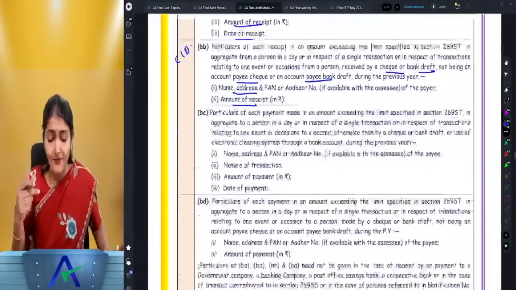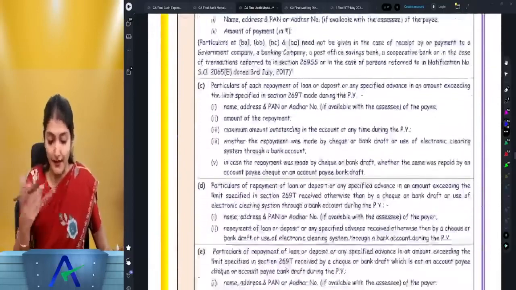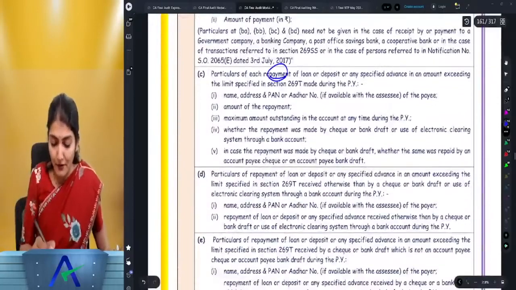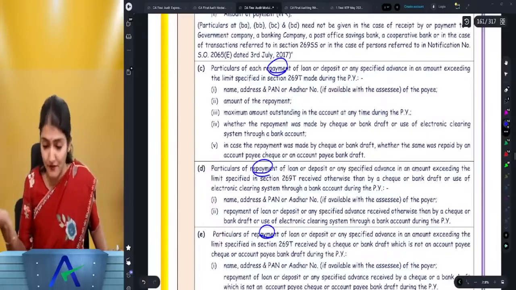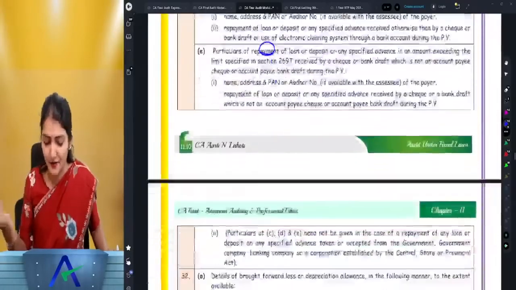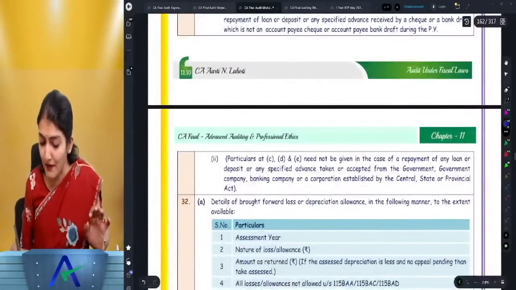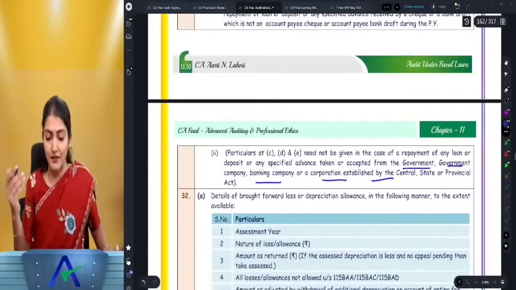And then 31BC and 31BD are regarding the payment. This is regarding the repayment of more than 20,000 other than by account payee check or account payee draft. However, these details are not to be given in case of a loan taken from any government company, banking company or corporation established under the acts.